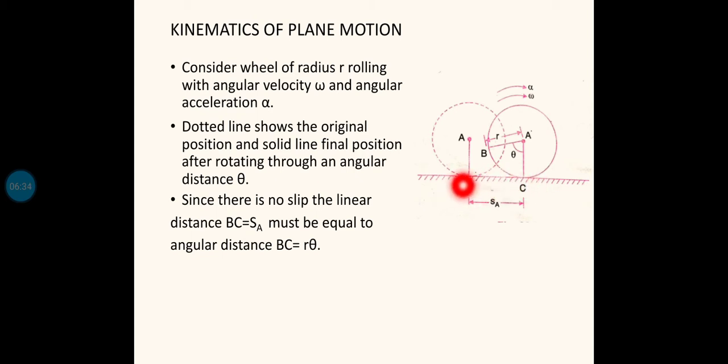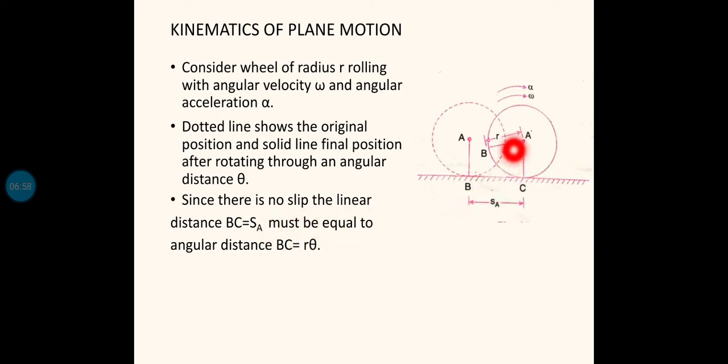So the linear distance moved will be equal to the circumference distance, the curved distance BC. This curved distance BC will be equal to this linear distance. Since there is no slip, the linear distance is SA, so BC will be equal to SA.